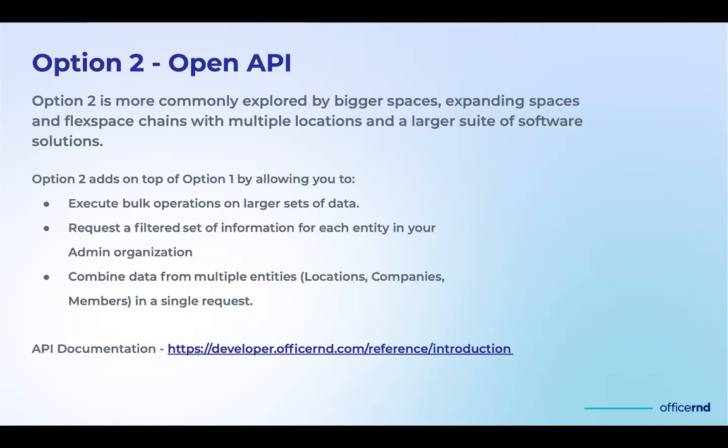The API also allows us to greatly control what data we're receiving. So we can use the API to actually filter out the data that we're going to be pulling in from the system, as well as pull in data from multiple different entities within OfficeRnD within a single API call.